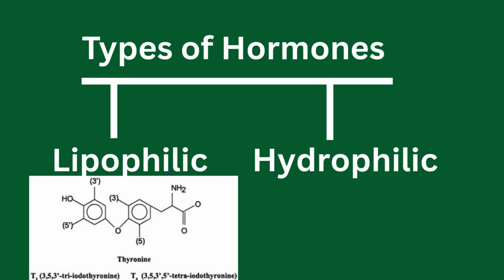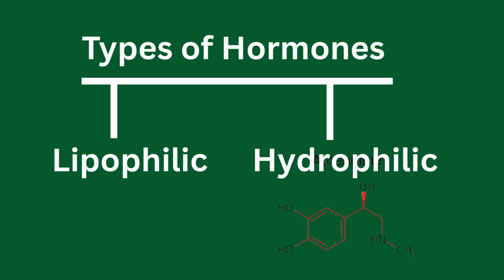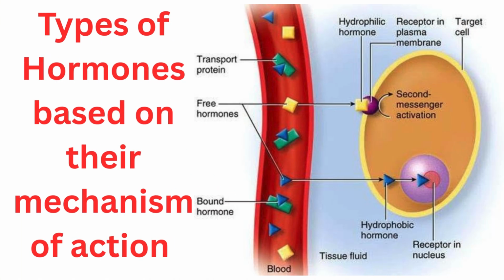Iodothyronine hormones, for example triiodothyronine and tetraiodothyronine, are released from the thyroid gland. Hydrophilic hormones include peptide hormones, for example insulin and glucagon. Amino acid-derived hormones, for example adrenaline, are synthesized from the amino acid tyrosine.